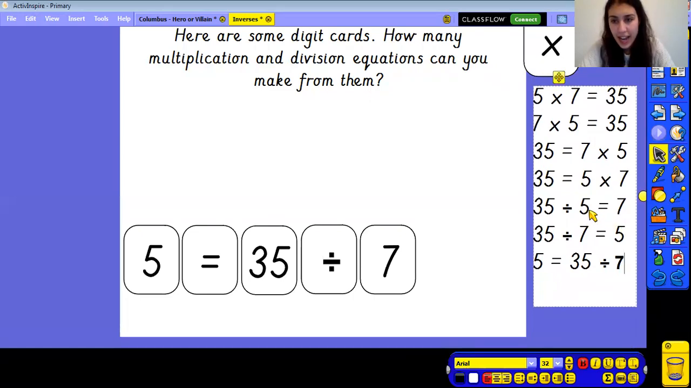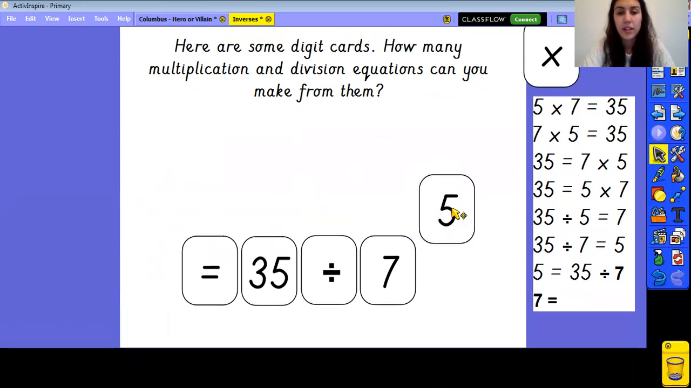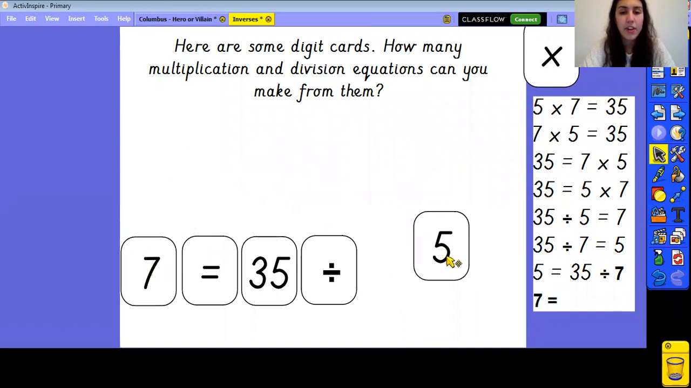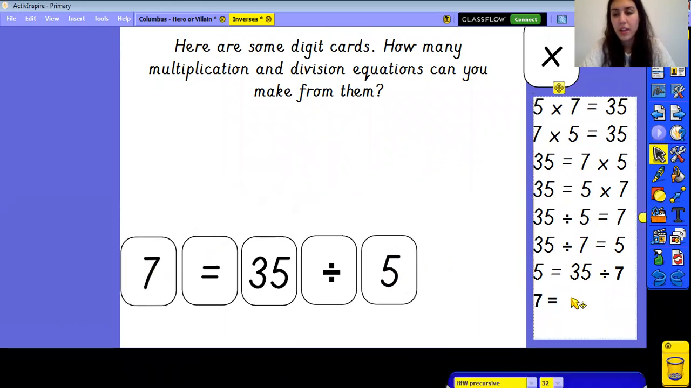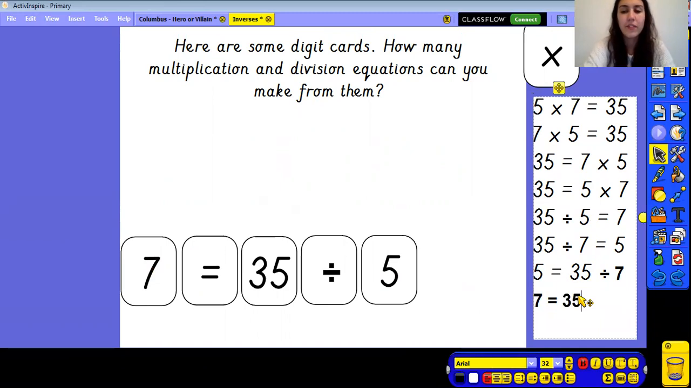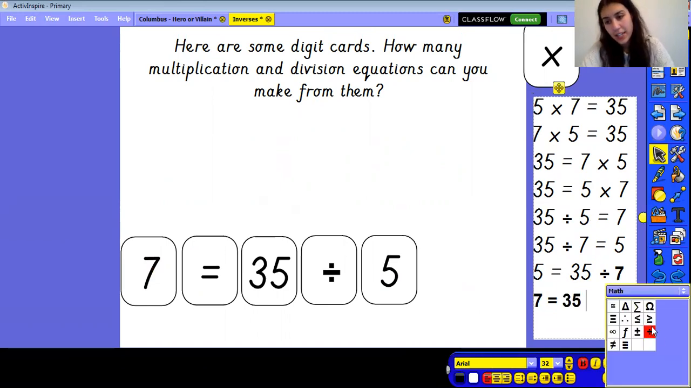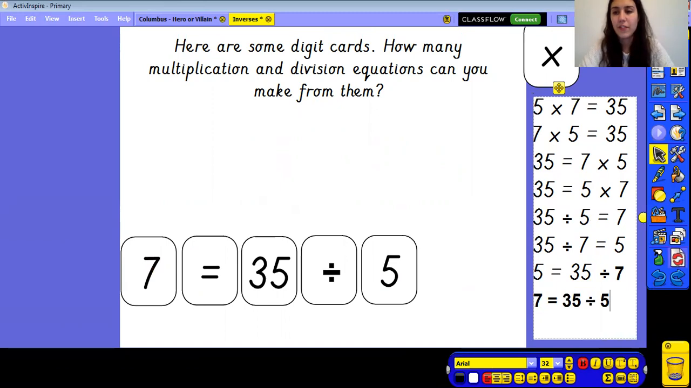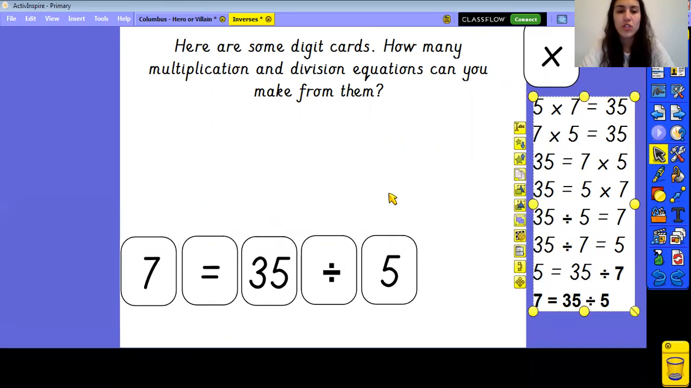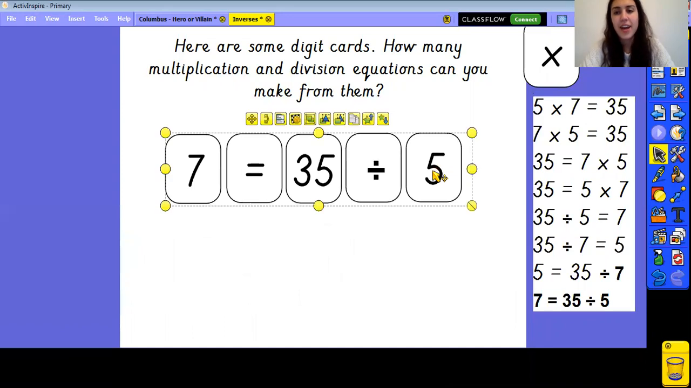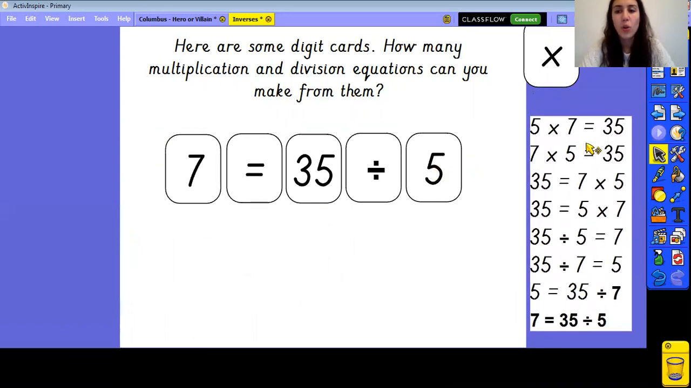Or remember, I had this one here where my answer was 7. I could say that 7 is equal to 35 divided by 5. So just from those few digit cards, I've been able to create all of these equations.